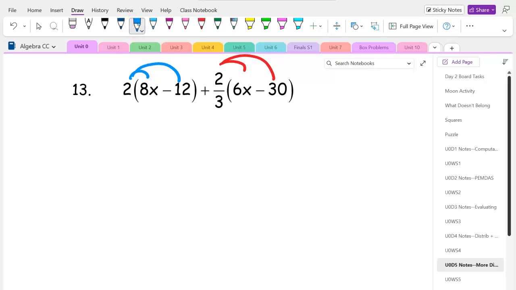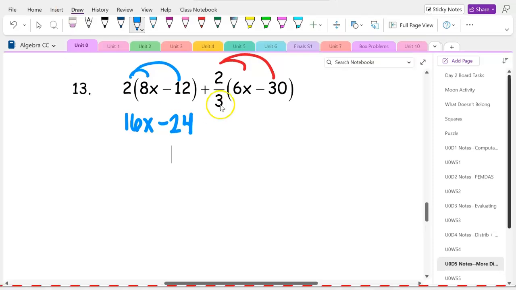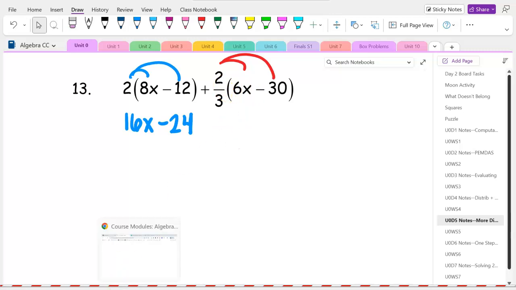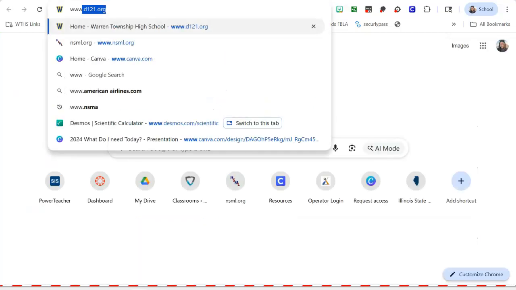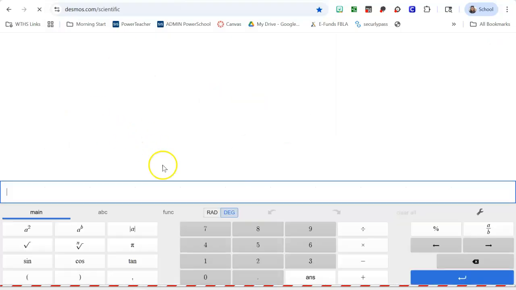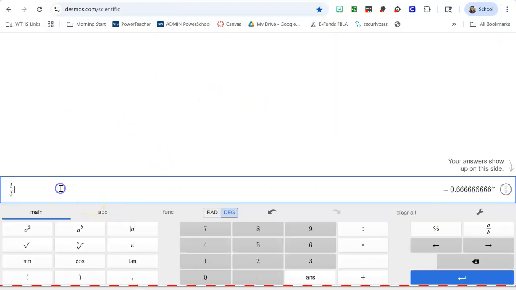All right, 2 times 8x is 16x. 2 times -12 is -24. 2/3 times 6x. Just a reminder, you're not going to type the x in. I'm going to use Desmos this time, actually. Don't mind that, that's just my Canvas page. I'm doing 2/3 times, what was I multiplying by again? 6. And you can see you get a 4.